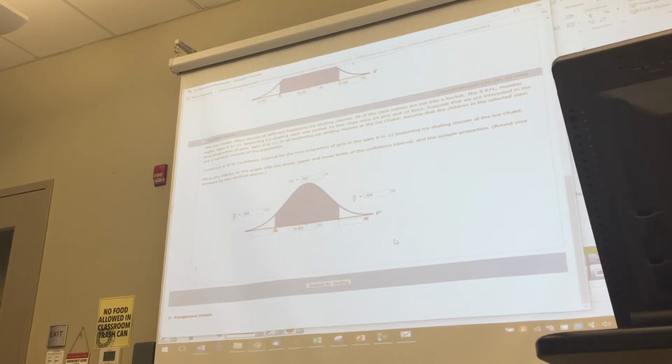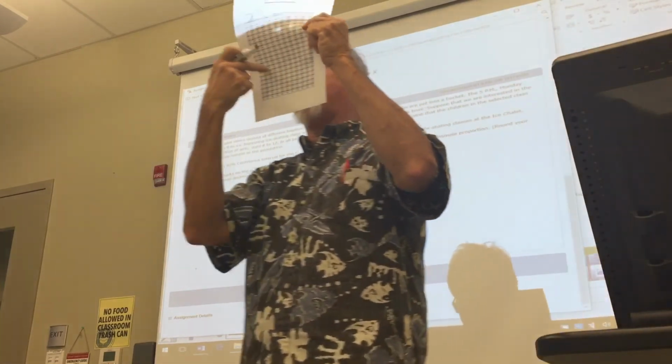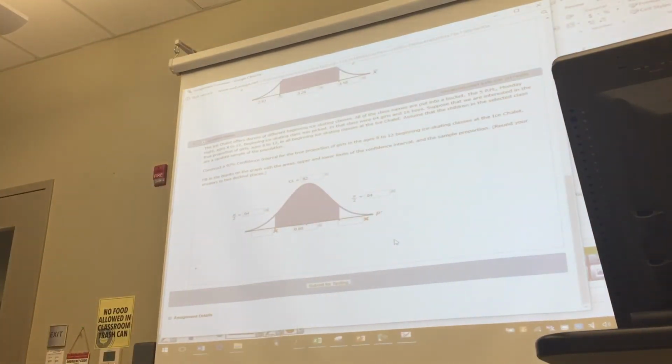So I get my alpha divided by 2, which in this case is 0.04, which was 1.75. I found 0.04 in this part of the table. And then I looked over to the column and up to the row to see what z value I got for that.